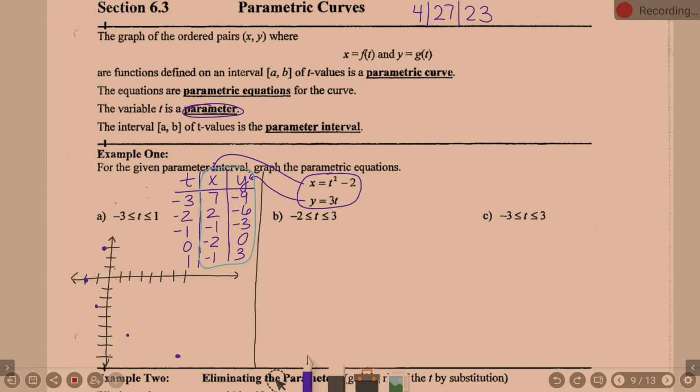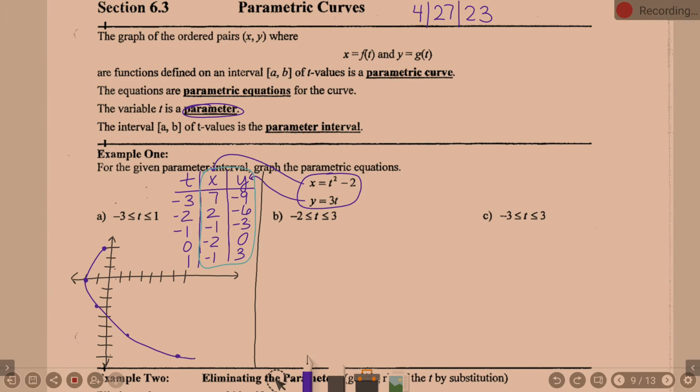What's it look like? Nike swoosh. I laughed because my morning class said candy cane. I totally see the Nike swoosh. Let's talk about what it looks like in terms of familiar mathematical graphs that we often graph. Parabola. Part of a parabola? Okay, so it's not all of the parabola because we're just using those specific t values.